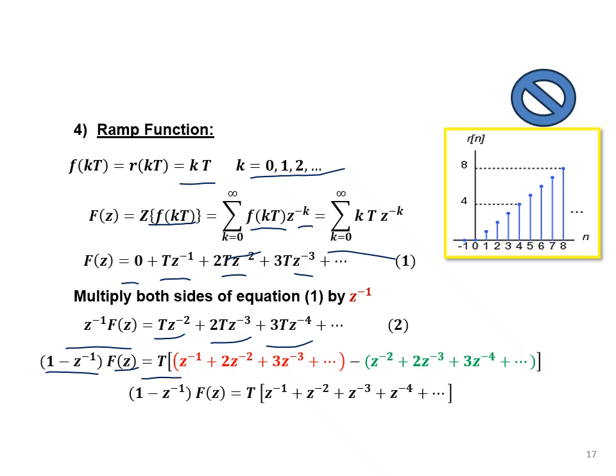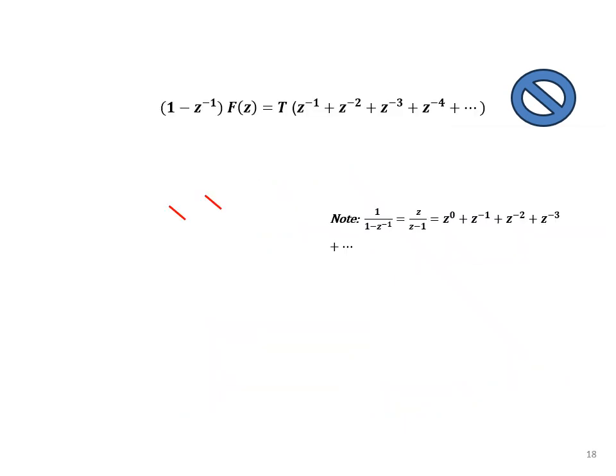Then we have 1 minus z power negative 1 times f of z equals t times z power negative 1 plus 2z power negative 2 plus 3z power negative 3, minus z power negative 2 plus 2z power negative 3 plus 3z power negative 4. Then 1 minus z power negative 1 f of z equals t times the bracket z power negative 1 plus z power negative 2 plus z power negative 3 plus z power negative 4. Then we will have this value.